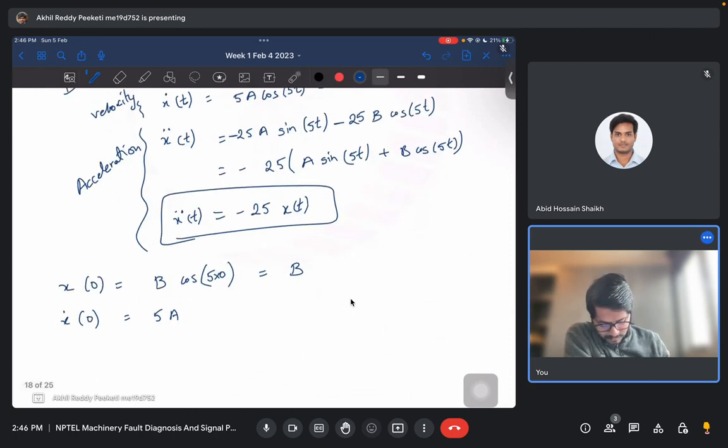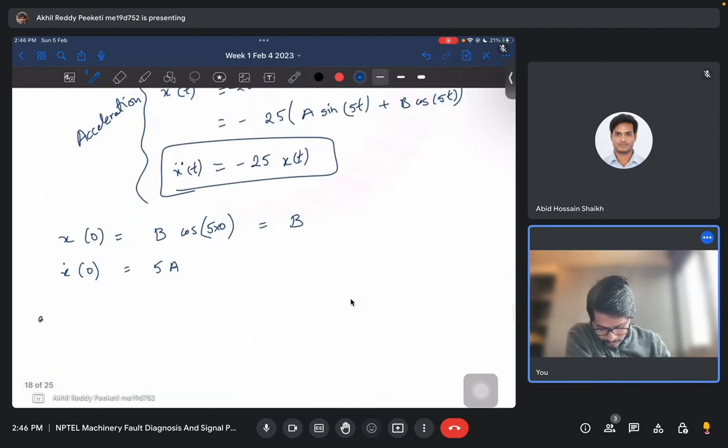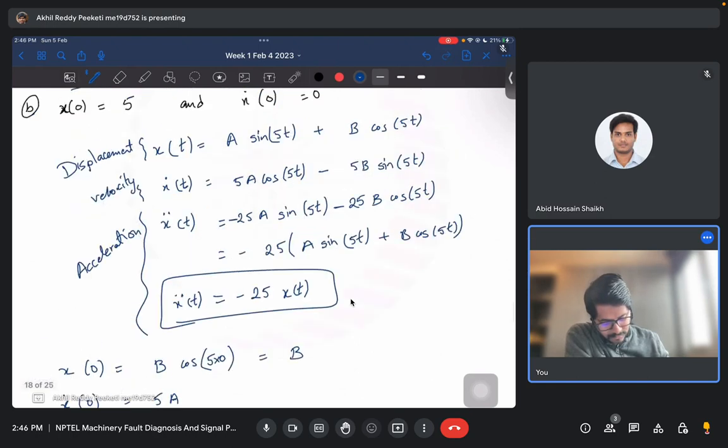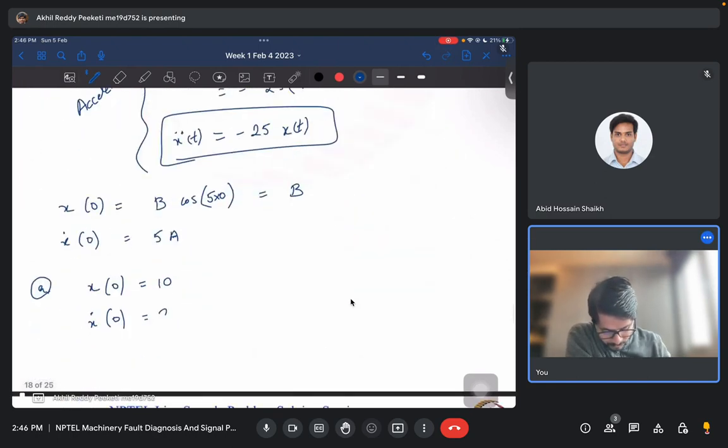Now in case A, they have given x of 0 is equal to 10 and x dot of 0 is equal to 20. So x of 0 is b, so b equals 10, and x dot of 0 is 20, which is 5a equal to 20. So a is equal to 4.